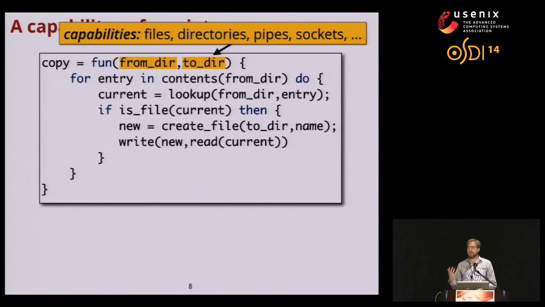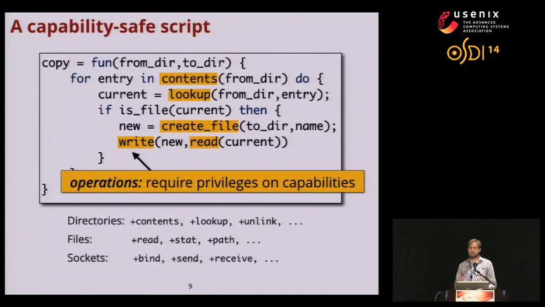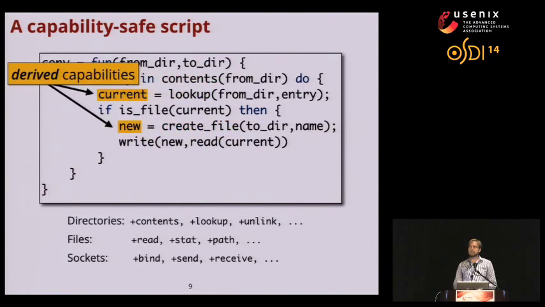So in SHILL, there are capabilities for things like files and directories, but also for stuff like pipes and sockets. And the key thing is that any dangerous operation using system resources, you have to have a capability to do. So each of these different types of capabilities comes with a set of operations, which each require a different set of privileges on the capability. So for example, listing the entries in a directory requires that you have the contents privilege for that directory. On top of that, some operations can derive new capabilities. So for example, looking up a file in a directory is going to return you a capability for the resulting file. And by default, that derived capability is going to have the same privileges that the parent did.